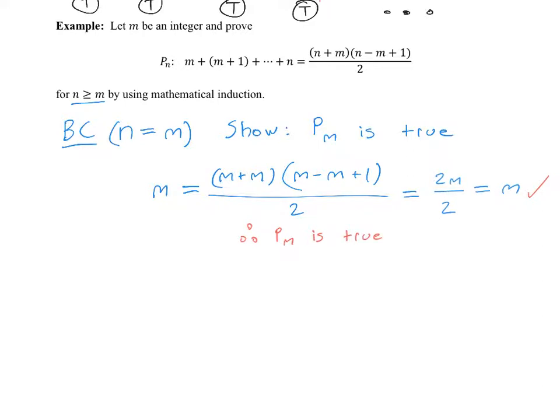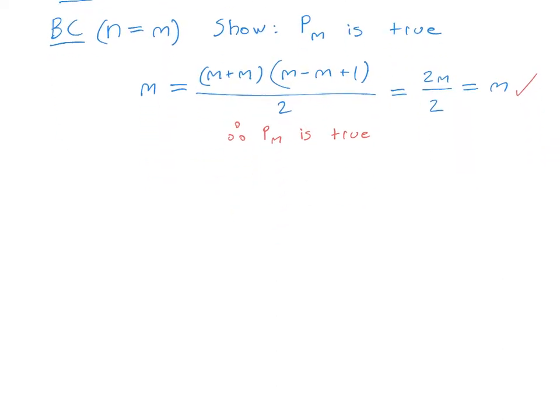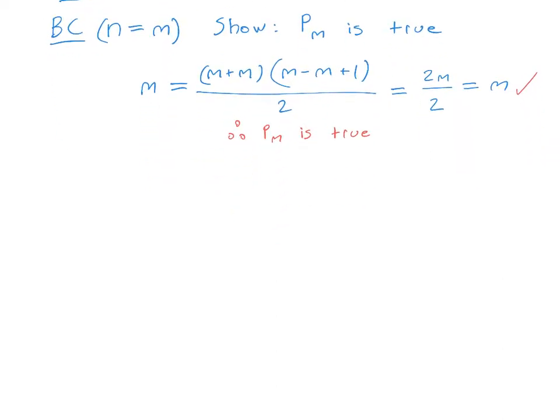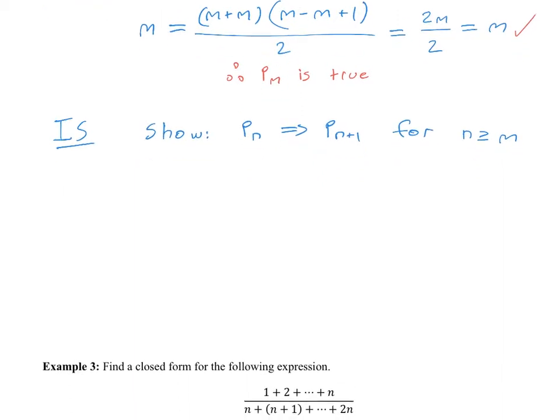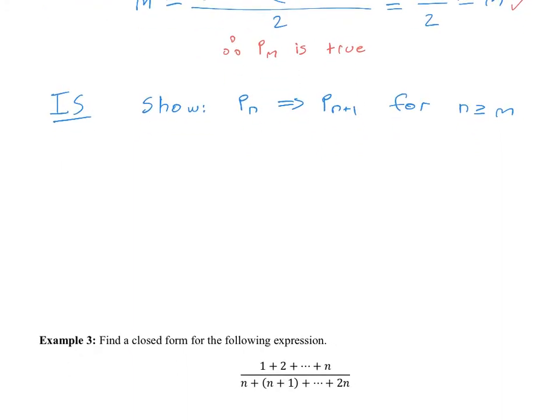Okay, now we're ready for our inductive step. Okay, so in the inductive step, we are going to show that P sub n implies P sub n plus 1. So P sub n implies P sub n plus 1, and we want to do this for all values of n that are bigger than or equal to m. So I'm going to set up our goal.